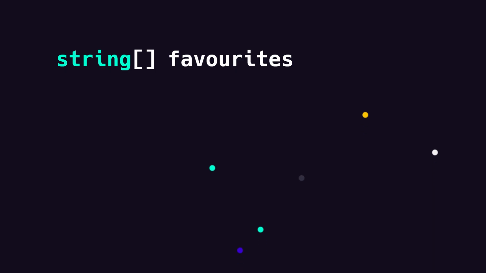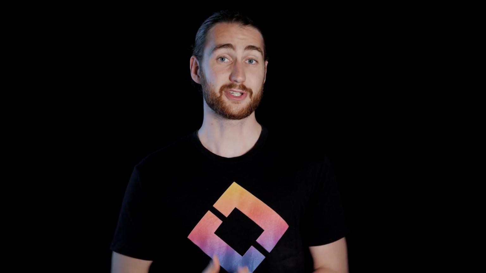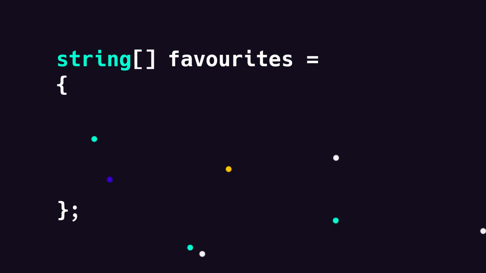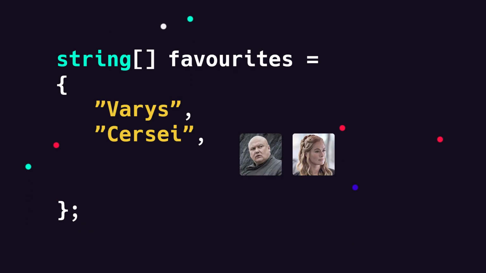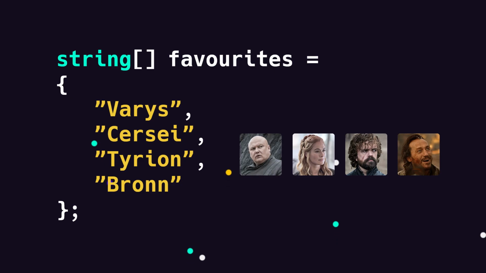Now, if we already know what to put inside of our array, we can simply do that here. To do this, we write an equal sign, then open and close curly brackets, and put a semicolon. Inside the curly brackets, we put all the values we want, separated by commas. And because we're using strings here, we need to remember the quotation marks. I'll put Varys, Cersei, Tyrion, and Bronn. Definitely not Bran, but Bronn. Sorry, Bran fans, let the discussion commence. And that's it. We've now created an array. A highly subjective array, but an array nonetheless.